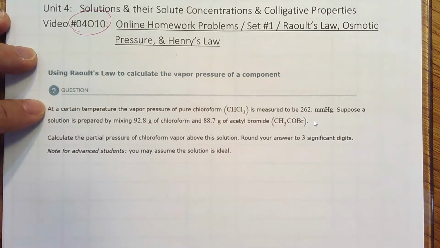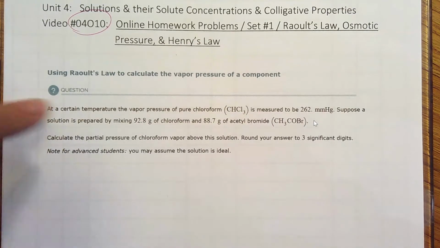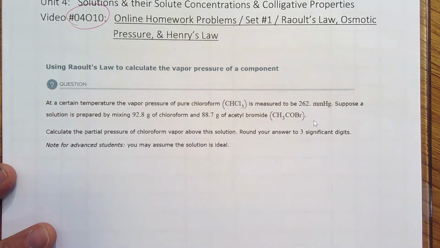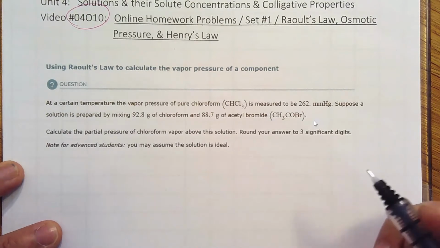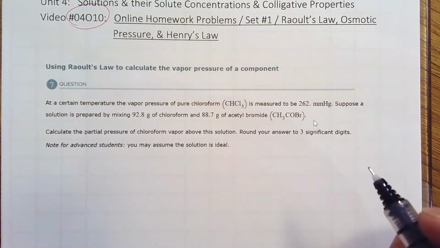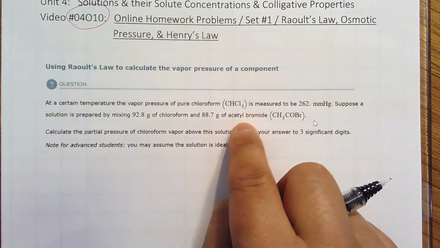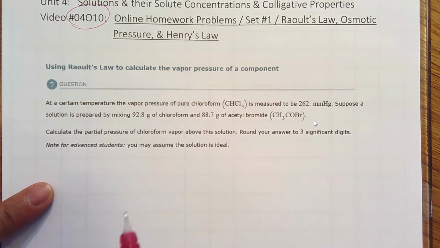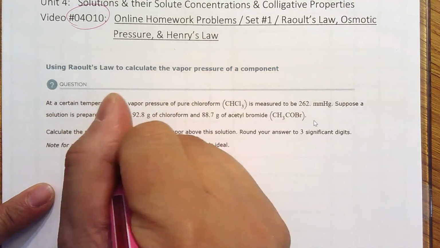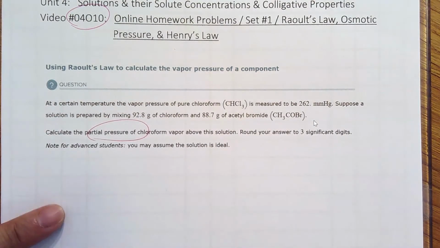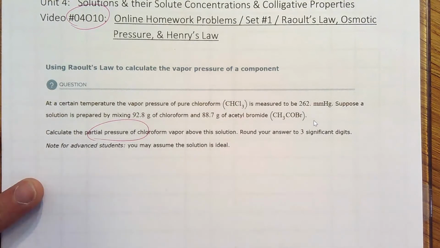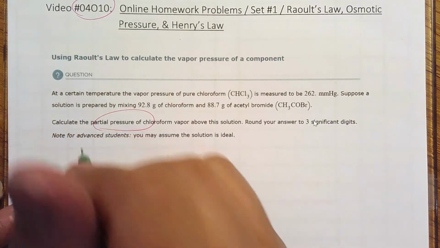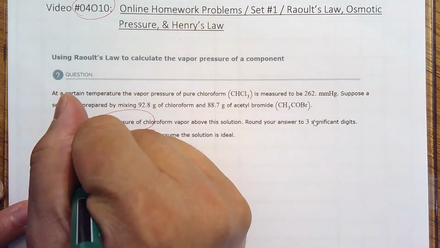Here, what do we have? We have pure chloroform and the vapor pressure. And they are preparing a solution with acetyl bromide in chloroform, and then they're asking what is the partial pressure of chloroform vapor above the solution. So this is a vapor pressure problem, and we do know the vapor pressure.